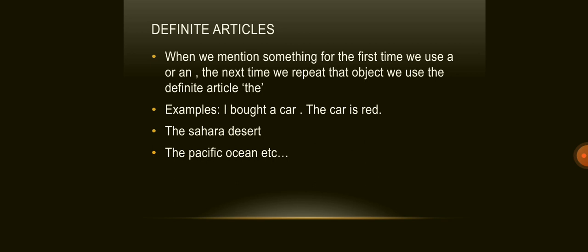When we mention something for the first time, we use a and an. The next time we repeat that object, we use the definite article, the. Examples: I bought a car, the car is red. The Sahara Desert, the Pacific Ocean, etc.